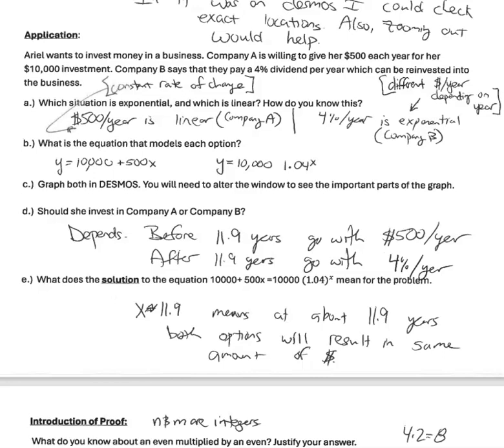The next one is going to be exponential, and it's exponential growth. So we were able to do y equals a times 1 plus r to the x, and you get 10,000 times 1.04 to the x. The next thing it says is that they wanted you to graph this on Desmos and alter your window so that you can see the important parts of the graph.